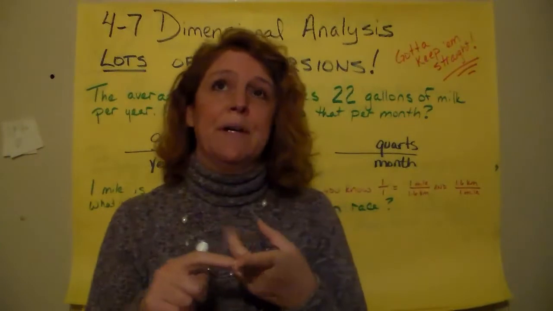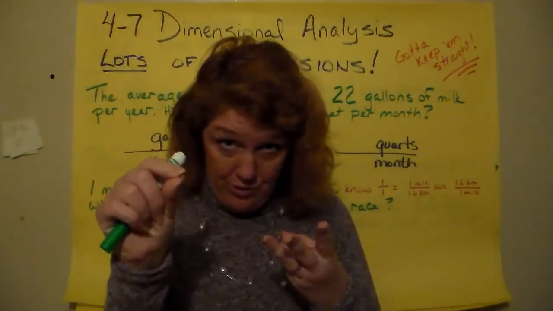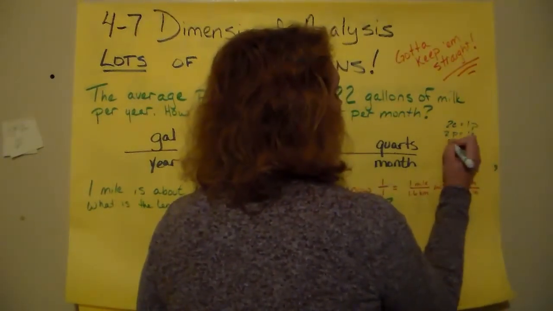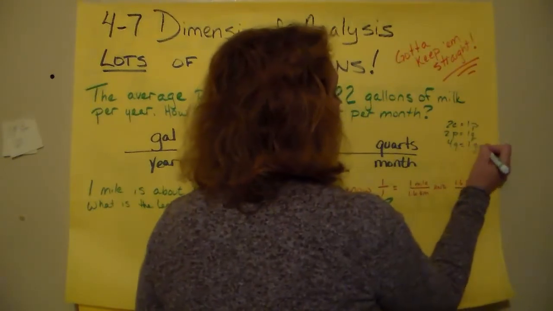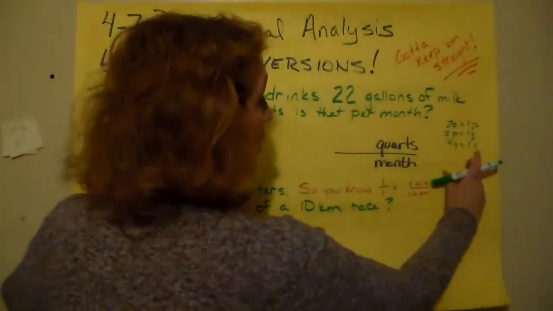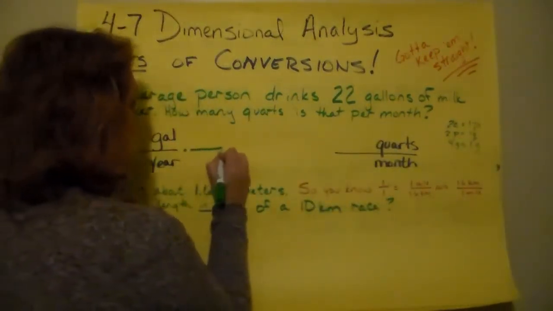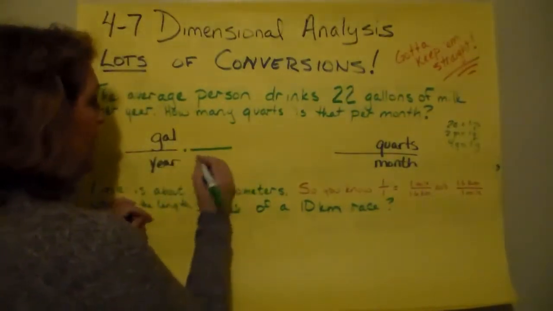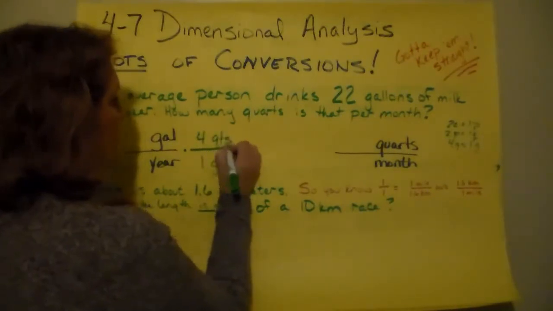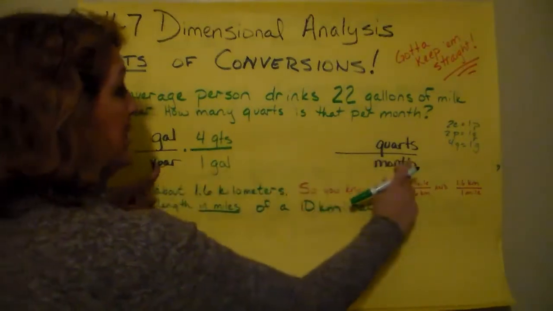Well, there's 2 cups in a pint, and 2 pints in a quart, and 4 quarts in a gallon. Memorize that too. 2 cups in 1 pint, 2 pints in 1 quart, 4 quarts in 1 gallon. So, there are 4 quarts in a gallon. So if I'm going to change gallons to quarts, I'm going to multiply this. I want gallons on the bottom. 1 gallon is 4 quarts. Now, my quarts are there. I'm done. I want to change year to month.